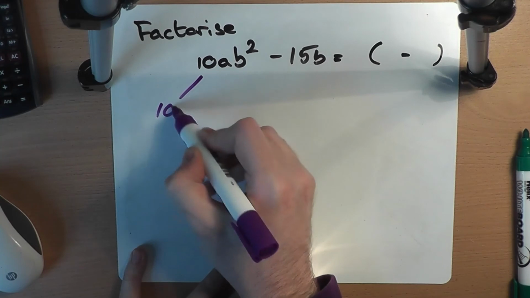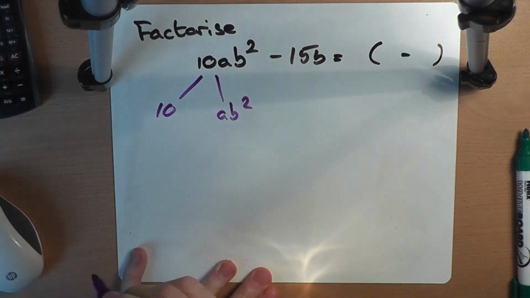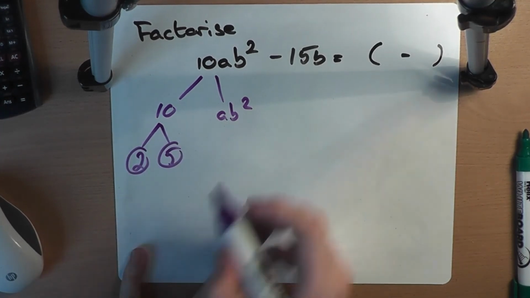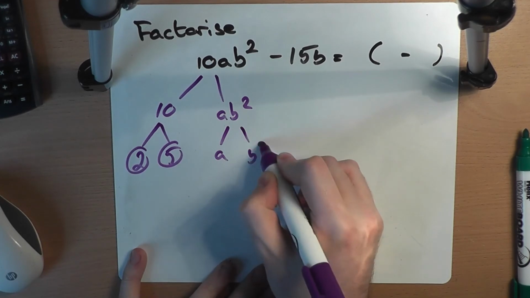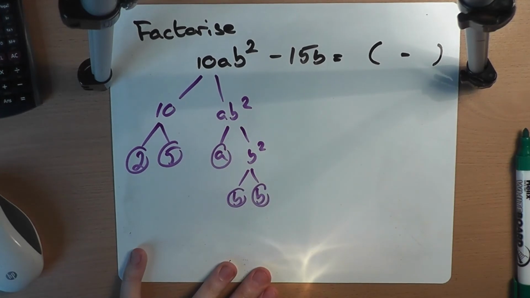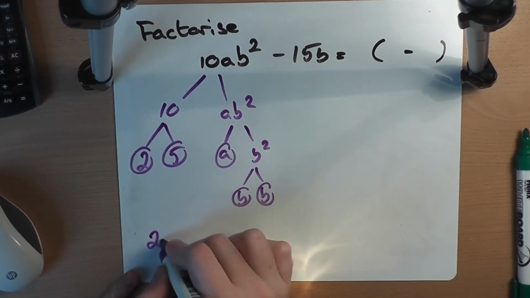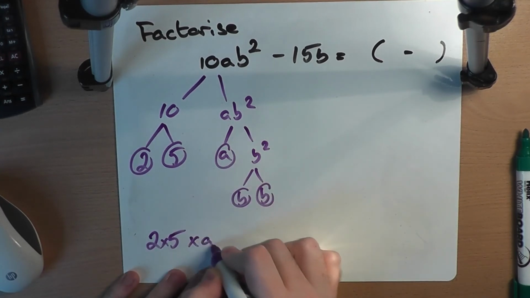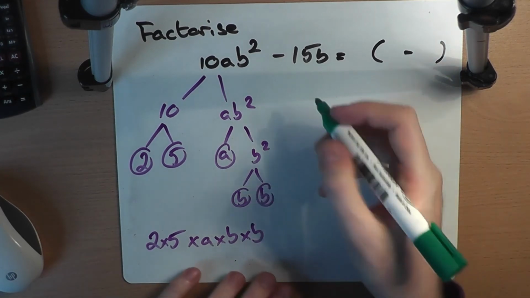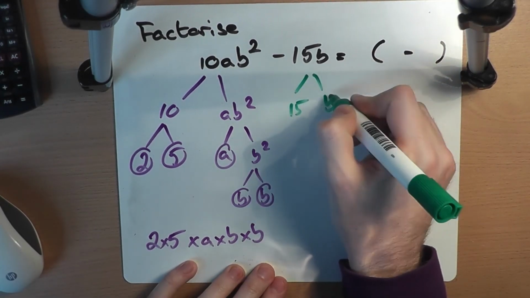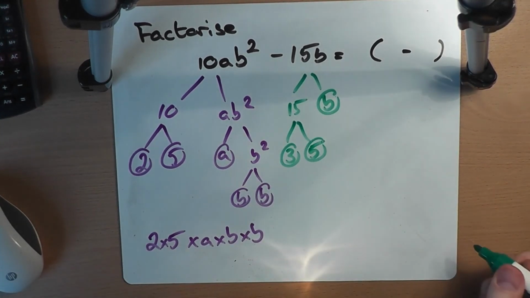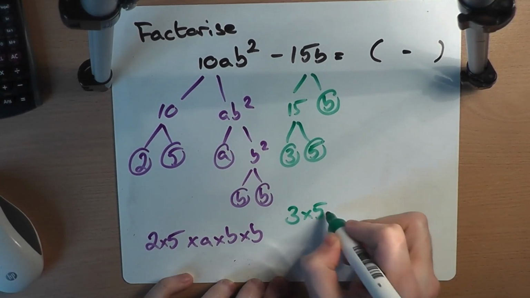We're going to first of all split this up into the 10 and the ab squared. Let's focus on the 10 first of all. We can split that further into 2 and 5, both of which are prime numbers. And the ab squared into a and b squared. We're happy with the a, but the b squared we can split into b and b. Underneath, 2 times 5 times a times b times b. And then for the minus 15b, well, 15 and b, b's okay, but 15 into 3 and 5, both of which are prime, so we can circle them, and underneath, 3 times 5 times b.